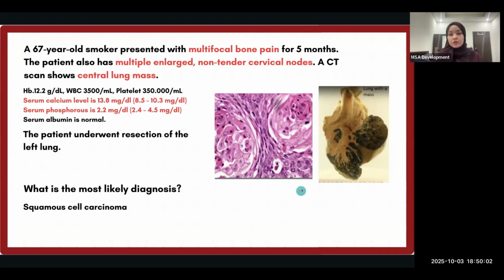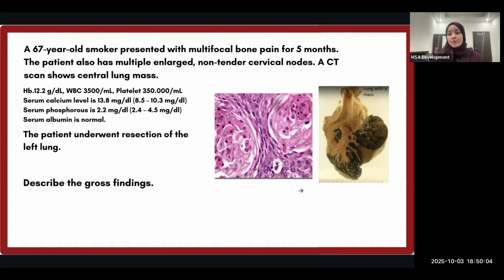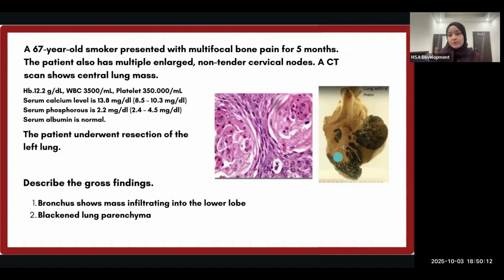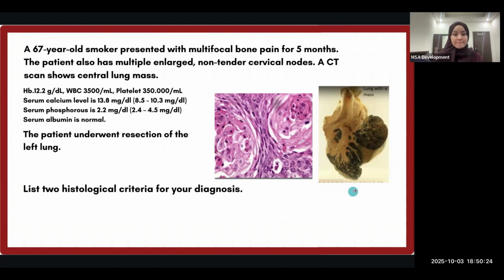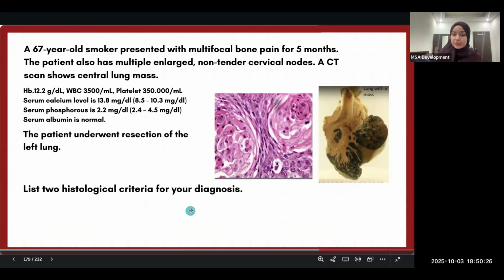Okay? Now, describe the gross findings. So the gross findings here, what can you see? Here you can see there's an infiltrating mass in the lower lobe, and the lung parenchyma is blocked. Okay. List 2 histological criteria for your diagnosis.